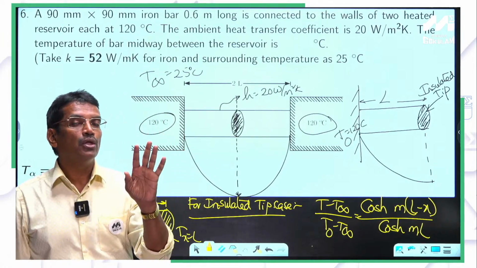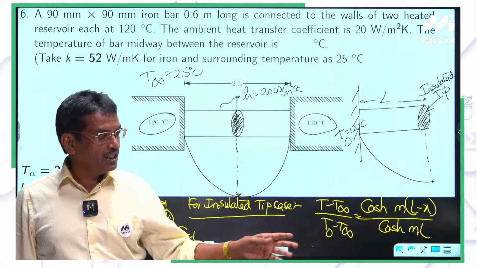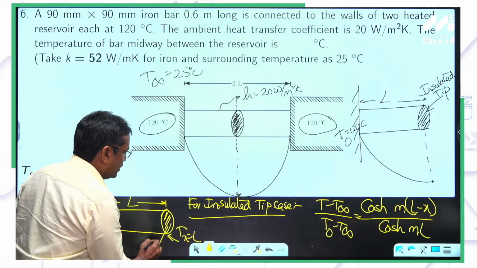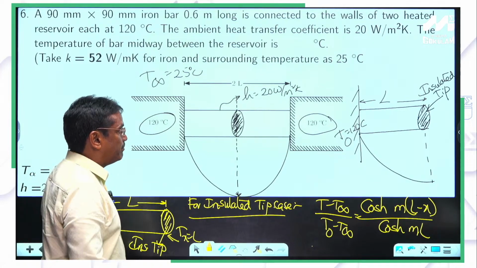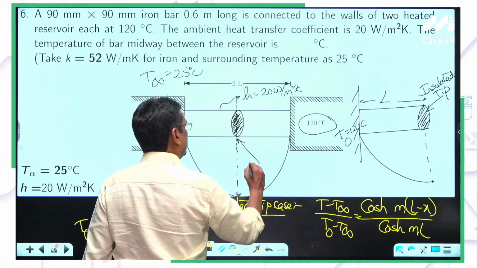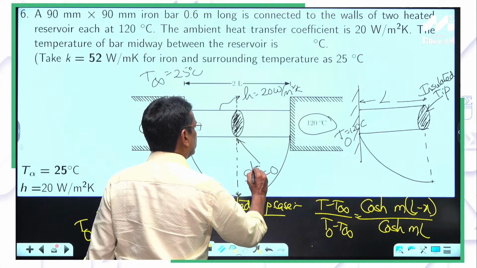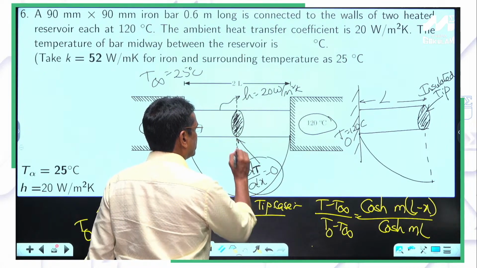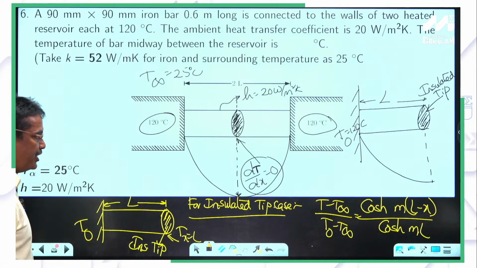Generally in fin problems you usually get three cases. One is the infinitely long fin. The second is the insulated tip case, insulated fin. This hatching says that this is an insulated tip. How do you know that it is an insulated tip? Because at this location dT by dx will be 0, because temperature is minimum there. Based on that, I can say that it is the insulated tip case.